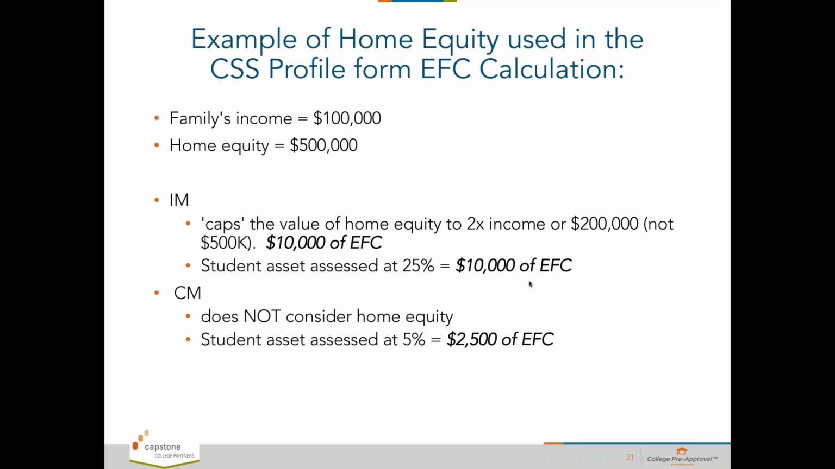So we looked at a family income right around $100,000, and the institutional method versus the consensus method for this particular school. The FAFSA wouldn't look at this home equity at all. So if they have home equity at 500,000, the FAFSA method is going to kick it out and say, we're not going to look at that. In this particular case, the institutional method school we looked at said, we're going to look at this, but we're only going to look at it up to 2 times your income. So they're not going to look at all 500,000 of equity, but they are going to look at 200,000, and they're going to assess that at 25%.